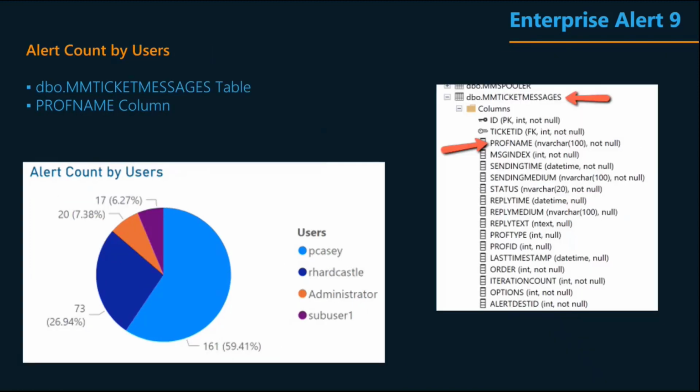And then my next one up there is the alert count by users. This is the same as the teams, with the exception of we're specifically going to users versus teams. And we'll notice that it's actually choosing a different table here. We use the ticket messages table and the prof name for the column to actually filter out exactly which users are getting, for the profile names, are getting the alerts.